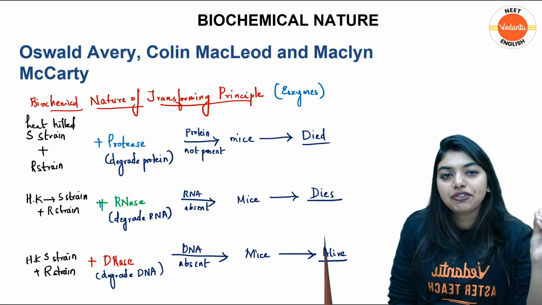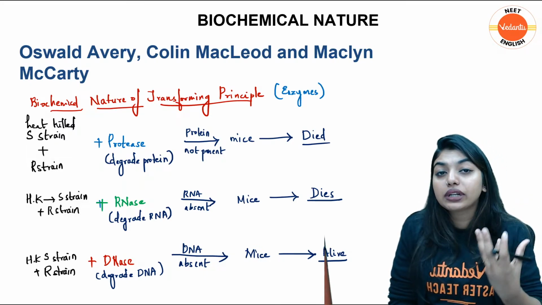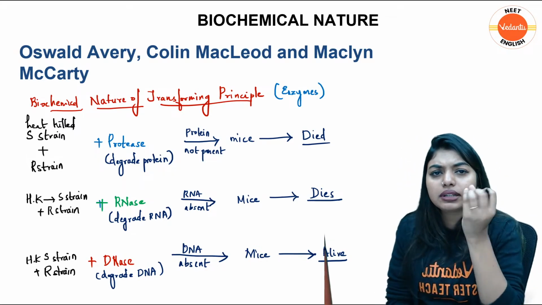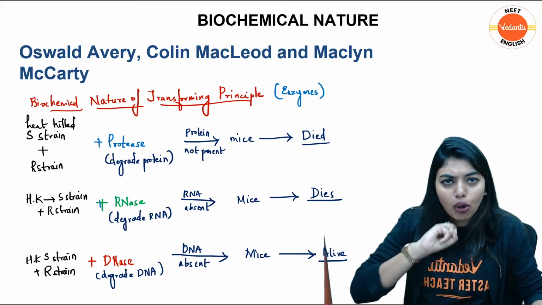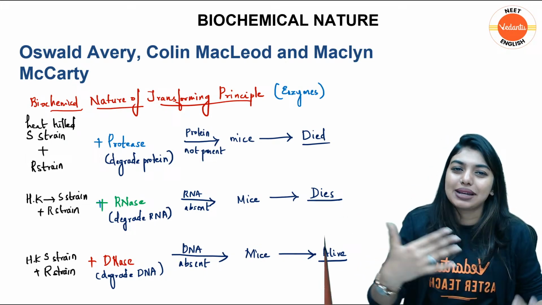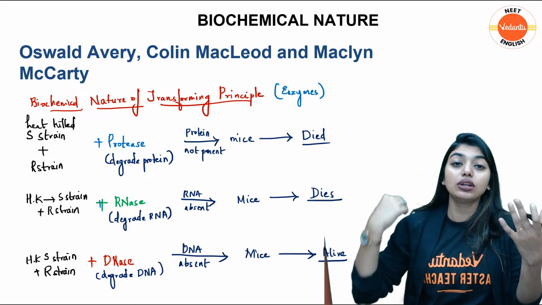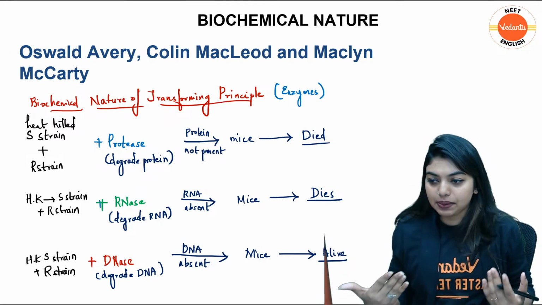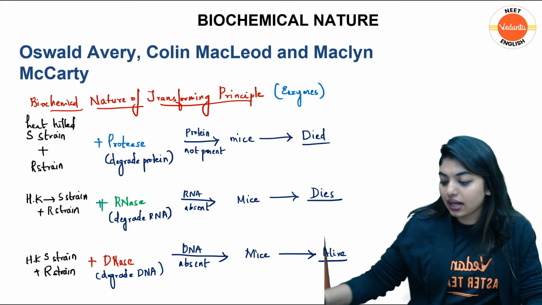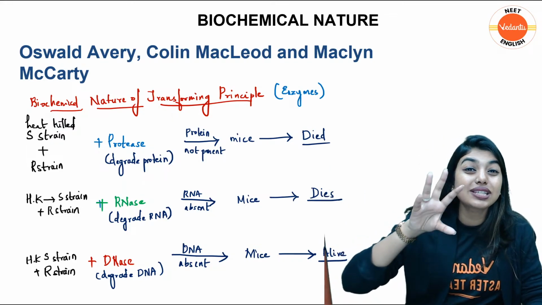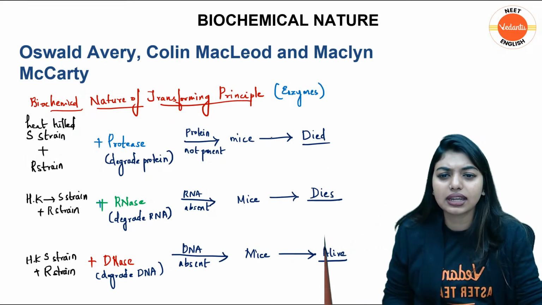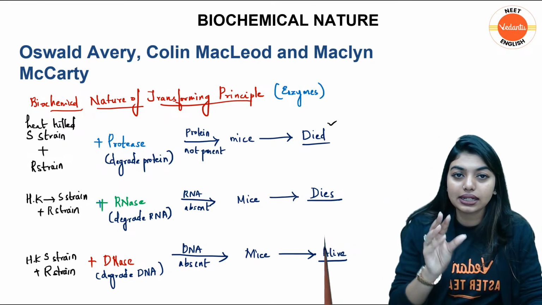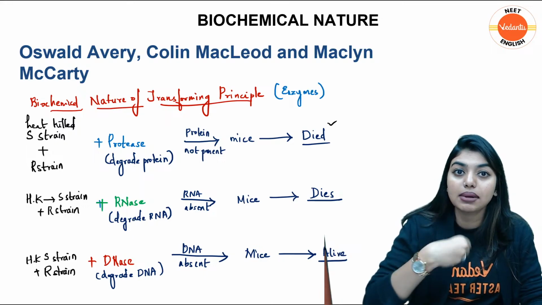They first added protease. If protein was the transforming principle, then definitely if protease is there, it will degrade the protein, and if we inject the same combination without protein, the mice were supposed to live, if protein was the genetic material. But the mice died. Then they did more experiments. Again heat-killed S strain and R strain, and they used RNase, which will degrade the RNA, and they injected that combination into the mice; again the mice died.